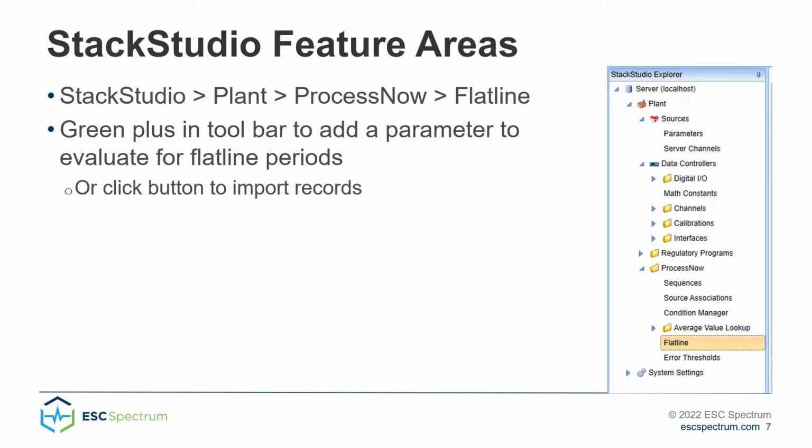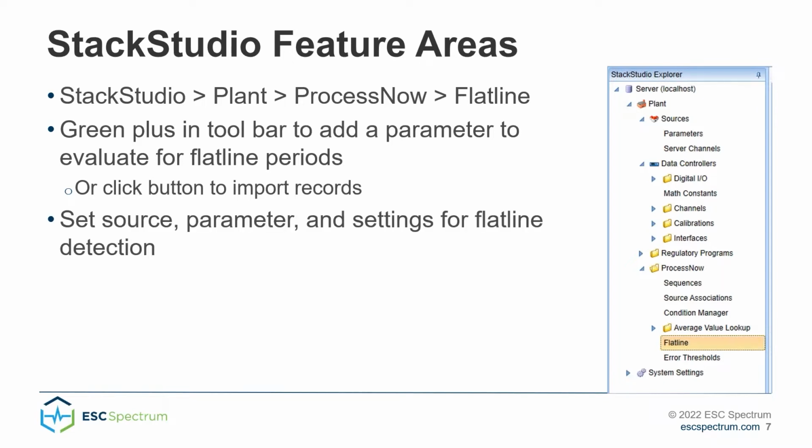There's also a button within this tool to import records. Most of the time you will not need to use this button. This was for importing a CSV file so you can quickly import these settings. As soon as you've created a Flatline record, you'll set up the source parameter and settings for Flatline detection, which we'll dig into.